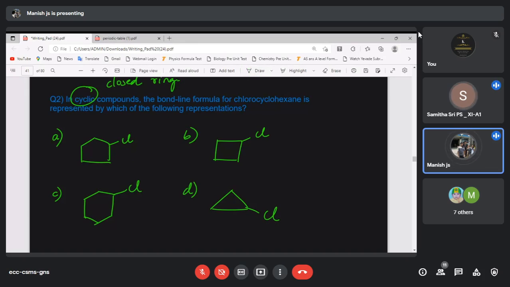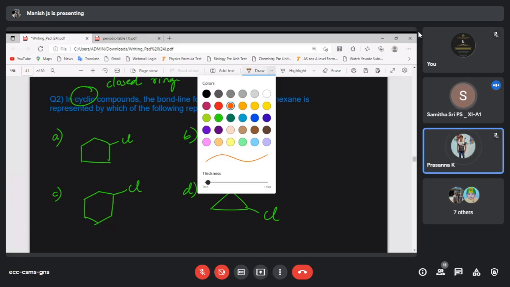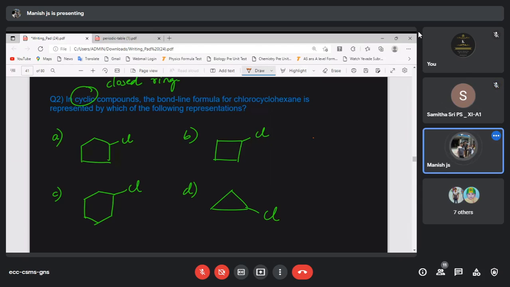What do you think will be the answer? Option C, sir. Good. Why? Because chlorocyclohexane. Cyclohexane has a hexagonal shape. Cyclohexane means it will be a hexagonal shape. You already know why, I have taught you. Hex means 6 carbons. In the first option you have only 5 carbons. So first is not the answer.